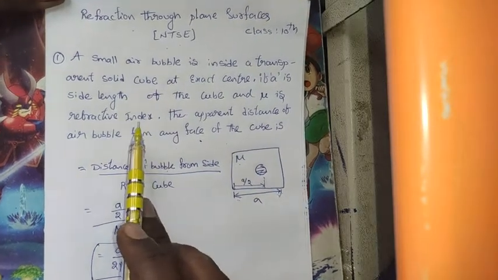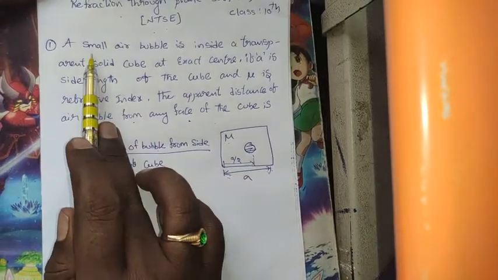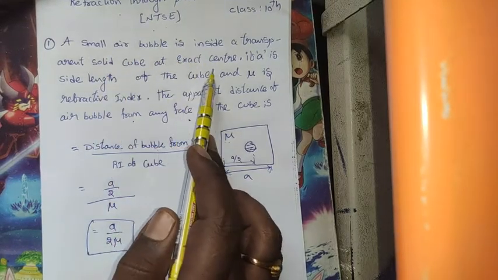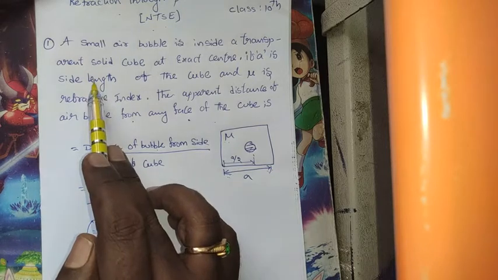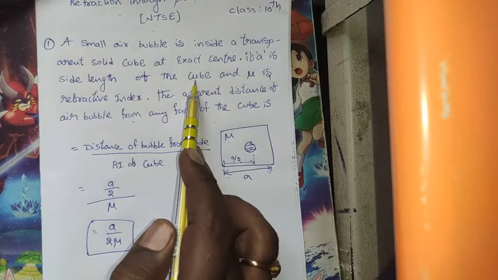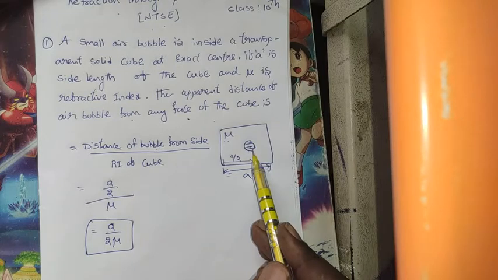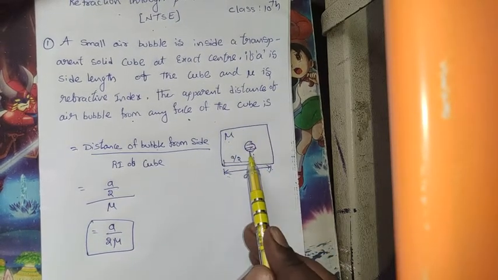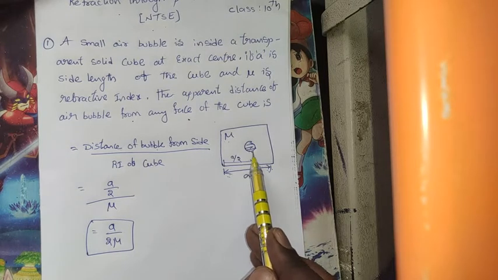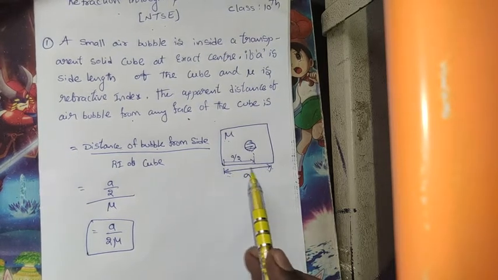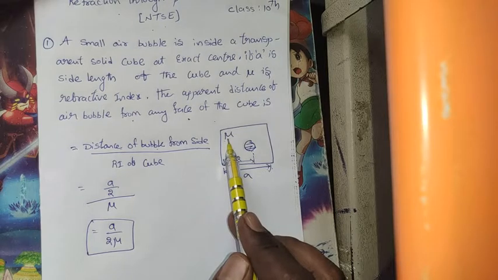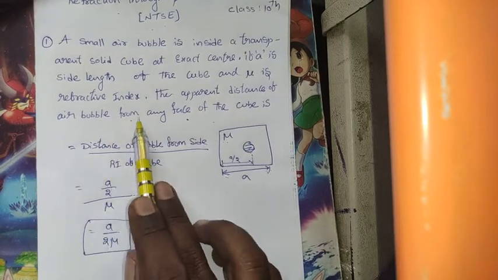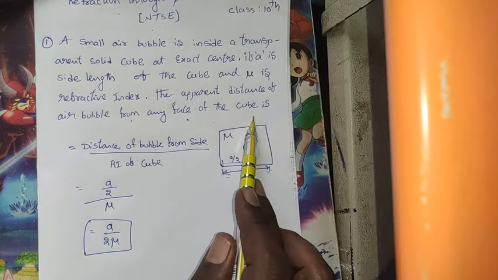Let me discuss the first problem today. A small air bubble is inside a transparent solid cube at the exact center. This is the cube and the air bubble is exactly at the center. If a is the side length of the cube and mu is the refractive index, what is the apparent distance of the air bubble from any face of the cube?